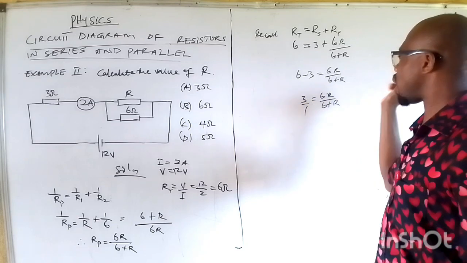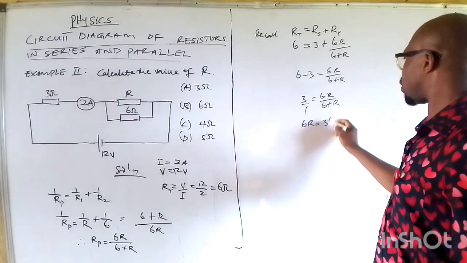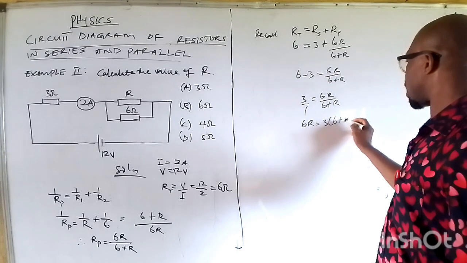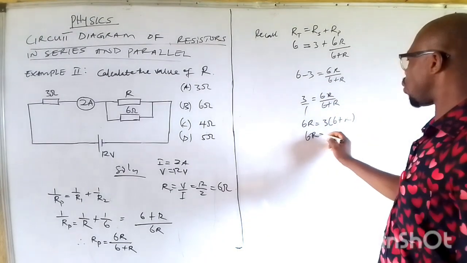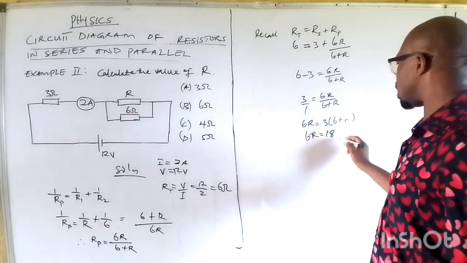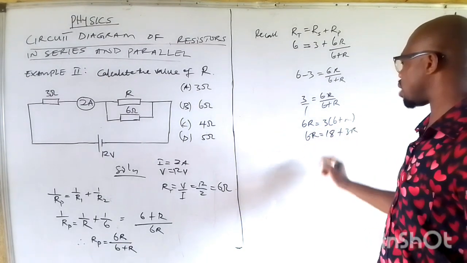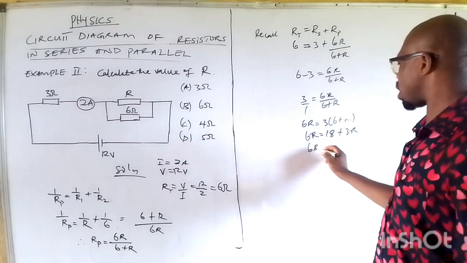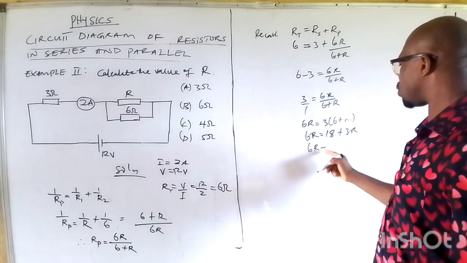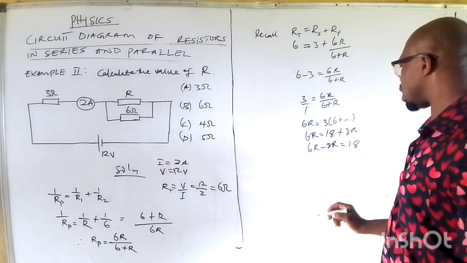We can cross multiply at this point. We now have 6R is equal to 3 into 6 plus R. And we'll have 3 times 6 will give us 18 plus 3 times R, 3R. These are like terms. Send this one back here, the sign will change to minus.